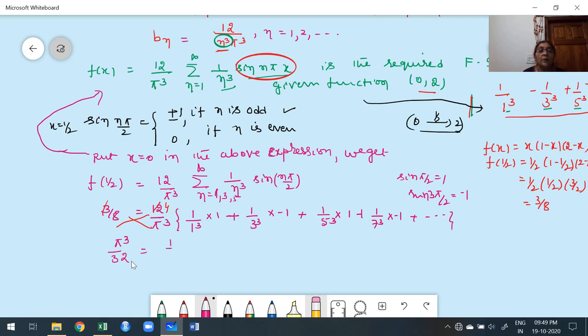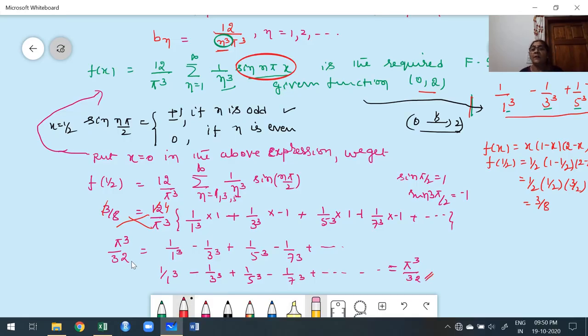Pi cube by 32 is nothing but 1 by 1 cube minus 1 by 3 cube plus 1 by 5 cube minus 1 by 7 cube, etc. Now, they are very clever. They have not given the right and left values. Therefore, the sum of the values of 1 by 1 cube minus 1 by 3 cube plus 1 by 5 cube minus 1 by 7 cube plus etc. is nothing but what actually? Pi cube divided by 32 is the answer.